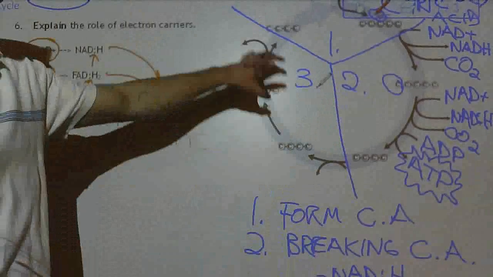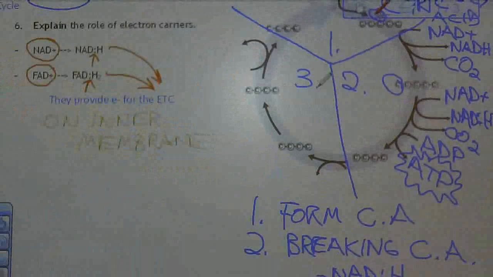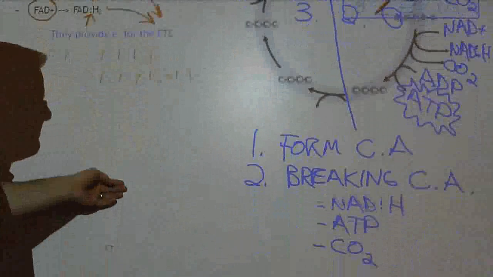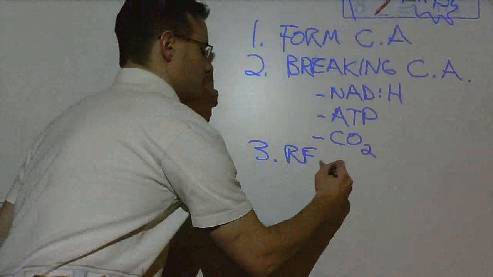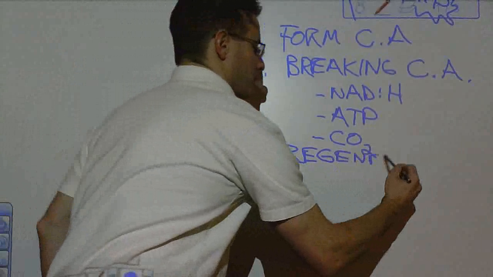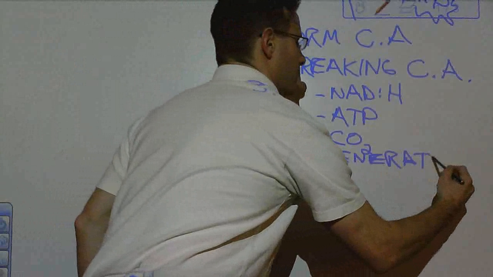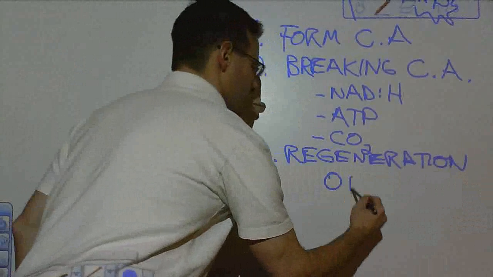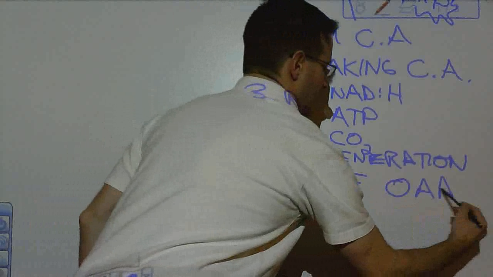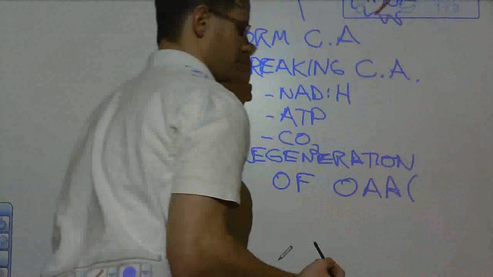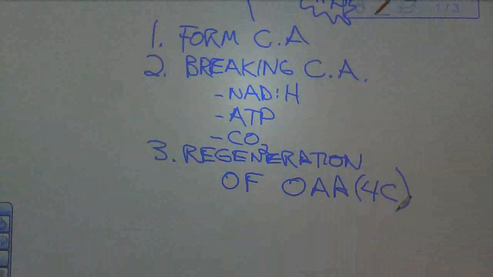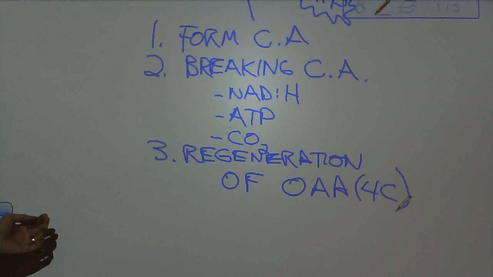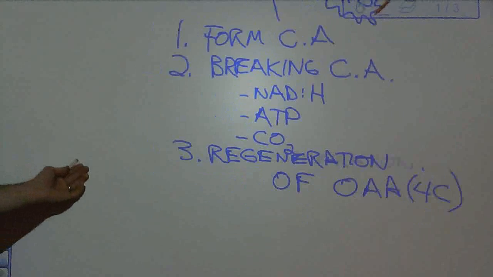Step 3, just kind of draw those lines into your diagram. Step 3 we're going to call regeneration of OAA. And that is the 4-carbon molecule that keeps the cycle going. In the dark reactions we saw a 5-carbon molecule that kept the cycle going. This time we have a 4-carbon molecule called OAA.